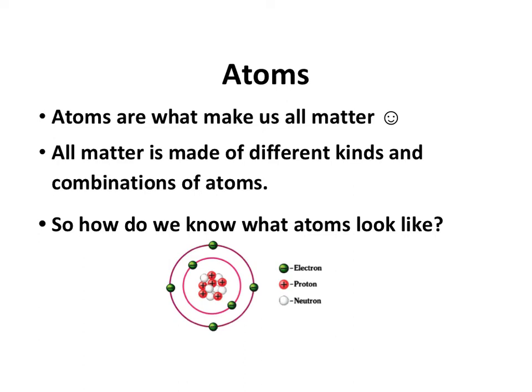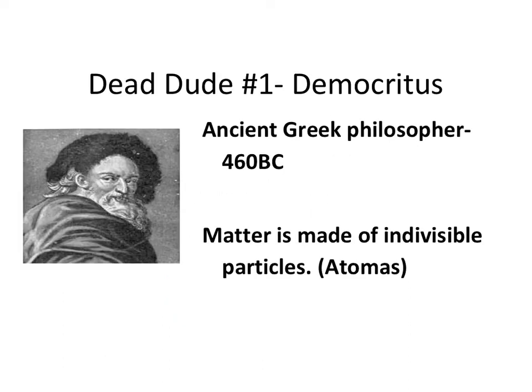We know that atoms have protons and neutrons in the nucleus. We know that they have electrons zipping around the outside. So how the heck do we even know that? And how have we developed over time within the scientific community what the atom actually looks like? Okay, so we're going to start by going through some of our dead dudes who have really contributed to our current understanding and idea of the atom.